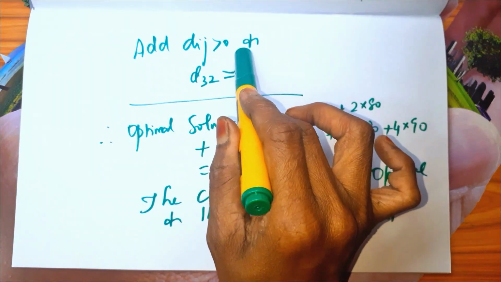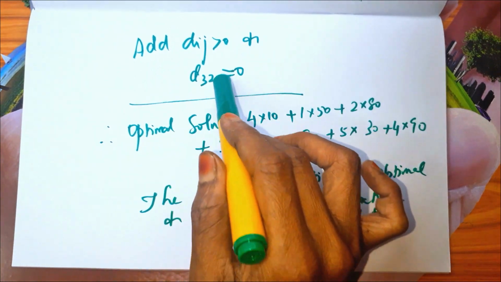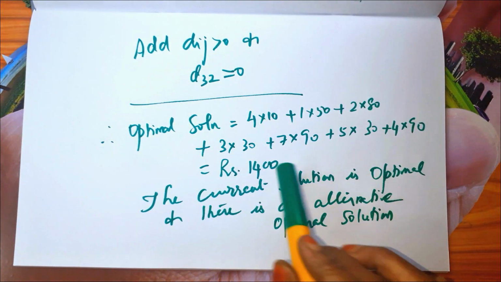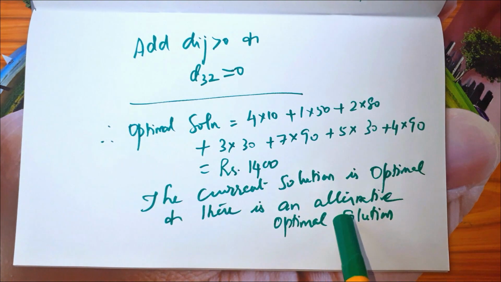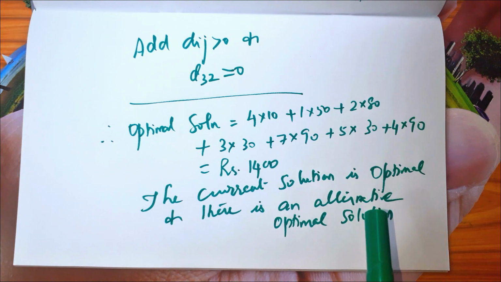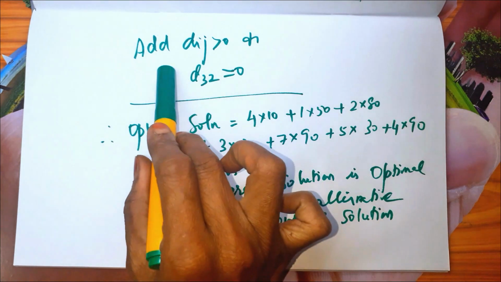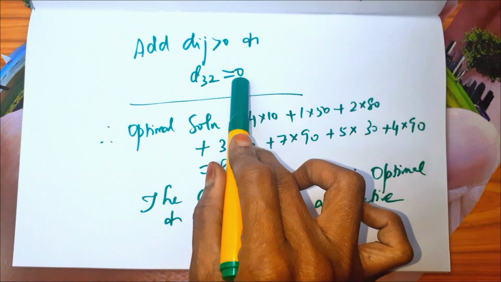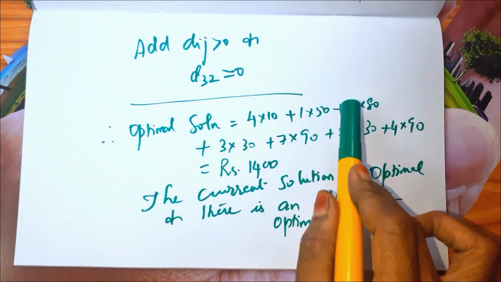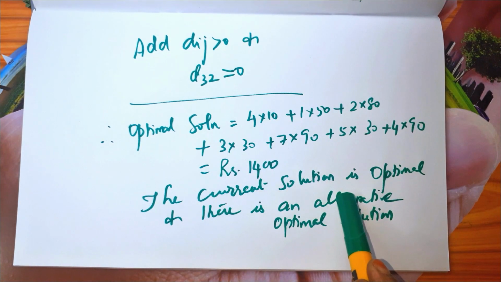If everything is positive, this is the only solution. But we have one value equal to 0, so we have to mention this statement too: that this is the final solution and it can have an alternative solution too. We are not going to find the alternative solution, but it may have another solution too. That statement we have to include. If everything is positive, this is the only, unique solution. If one value is equal to 0, it will have one more solution or more than one solution.